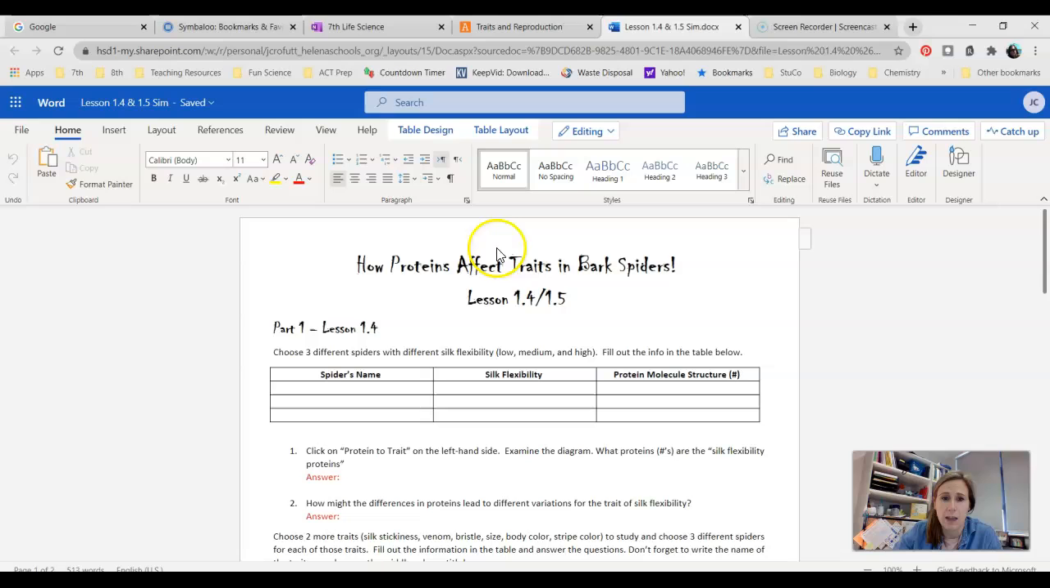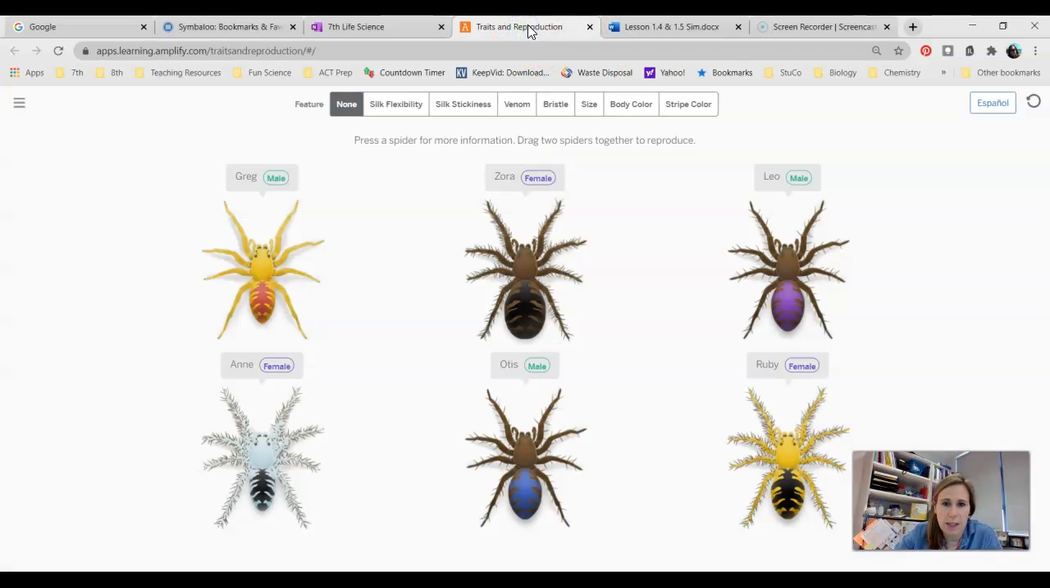So we're going to look at some different proteins and how they affect different traits. The first trait we're going to look at is silk flexibility. So I just want to show you guys a couple things. You guys can go ahead and pause right now. This is the first time really jumping into this simulation. So take a second and explore different things you can do with it, click on the spiders, check them out, find what you can see with them. Go ahead and pause now. Take about 2-3 minutes to explore and then come on back and I'll show you some things I want you to look for today.